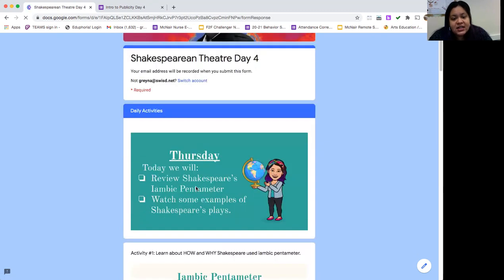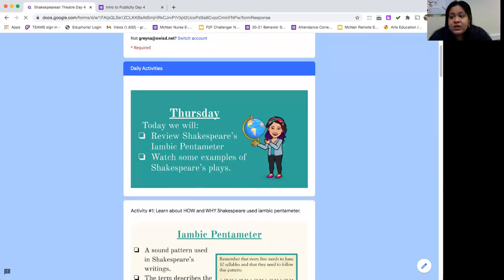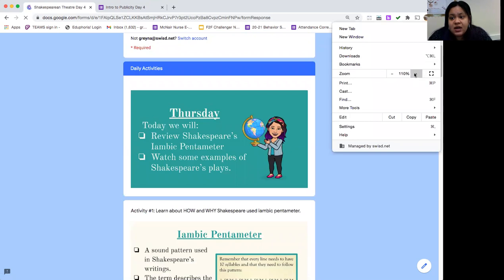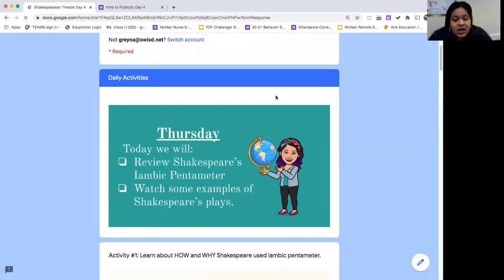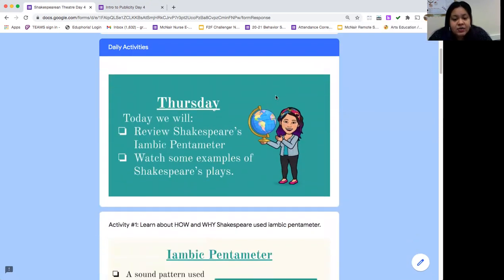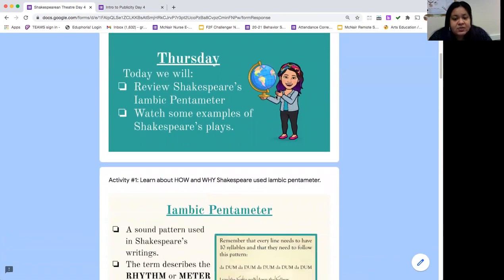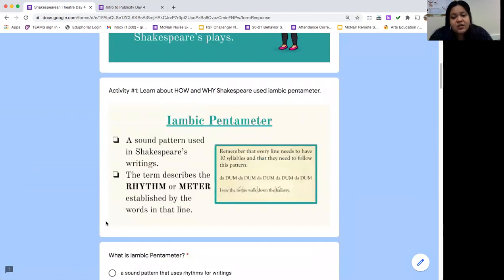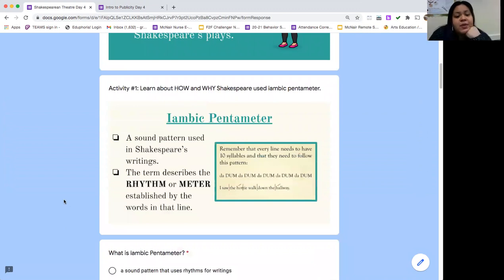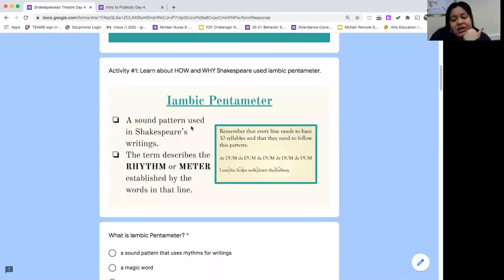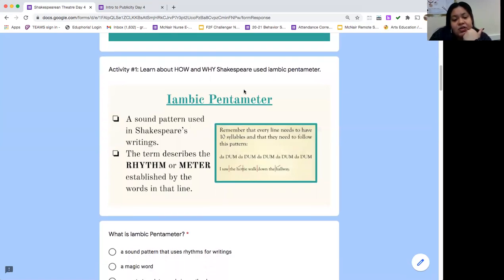Once you get onto the daily activity page, you're going to see that today we're going to be reviewing a concept called iambic pentameter, and then we'll watch an example from some of Shakespeare's plays. And so what is iambic pentameter? Basically, it is a sound pattern that Shakespeare would use in his writings. Iambic pentameter describes rhythm or meter established by the words in that line.